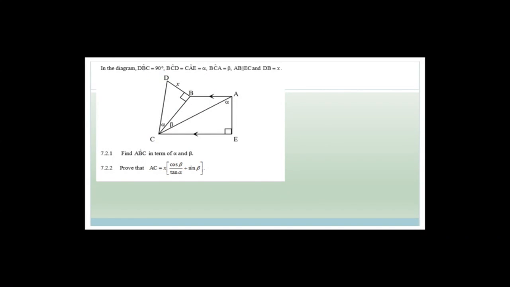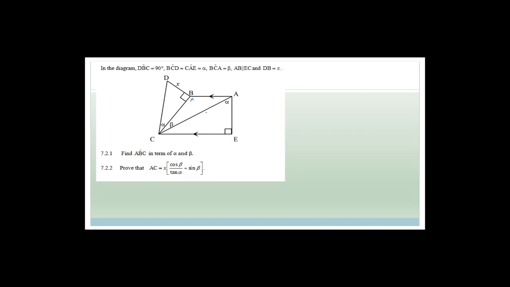It says in the diagram, DBC is 90, okay? Angle BCD equals angle CAE, and they're both alpha. BCA is beta, and they tell you these are parallel, right? And DB is x, the whole of this is x. It says find ABC in terms of alpha and beta.